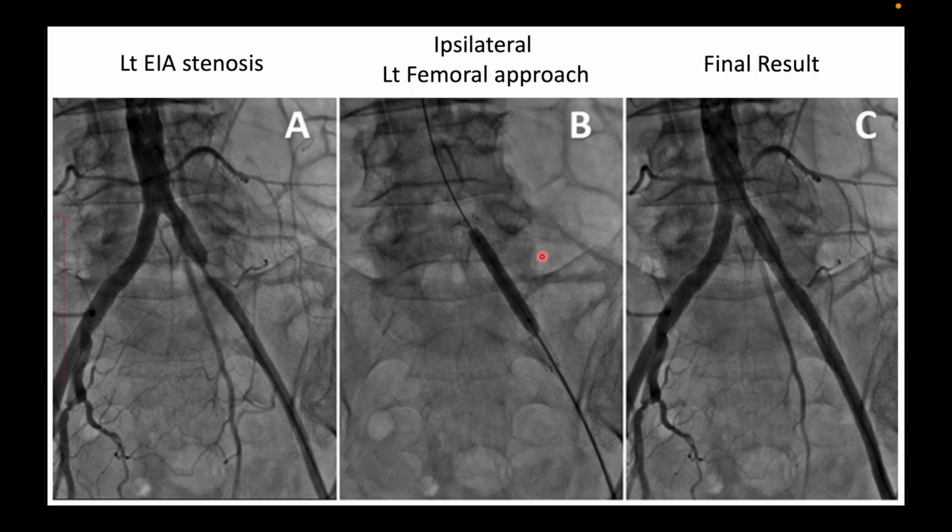Now this is a case just to show you that there is a left external iliac artery stenosis which is visible here, and that ballooning was done, it was opened up, and then that's the stent, and stent is deployed, and then this is post dilatation in the stent, and that's the final result.